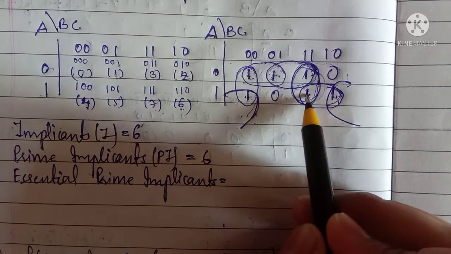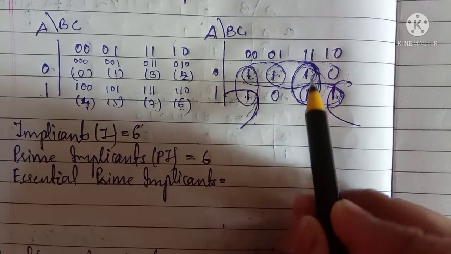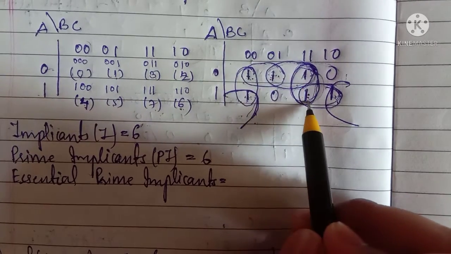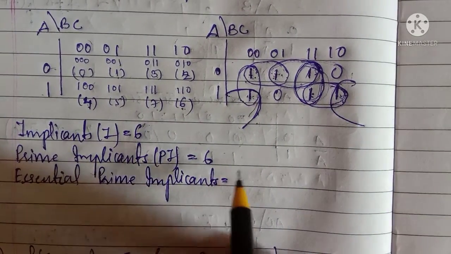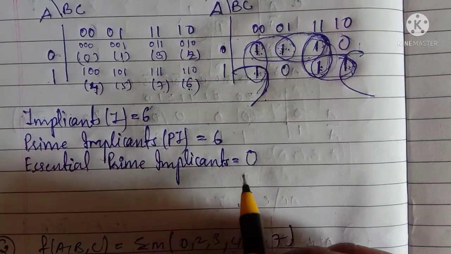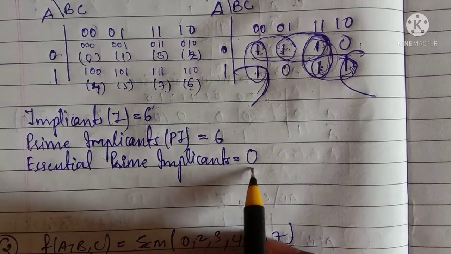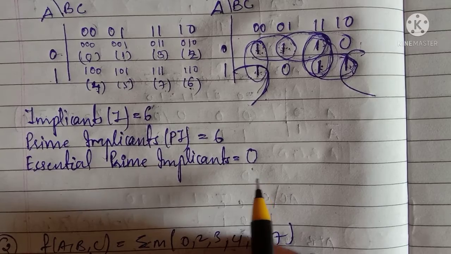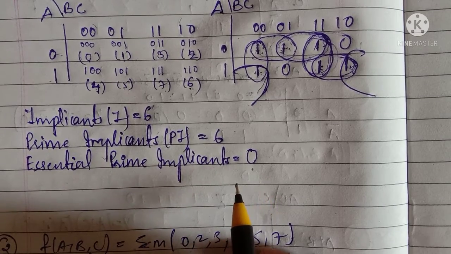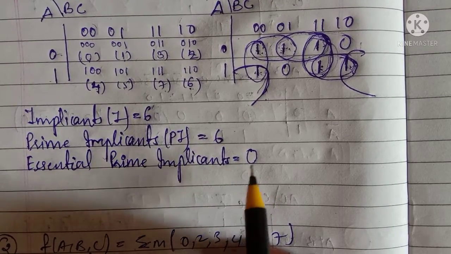and if this one wants to make a pair, he can make it with this, and this one can also make it with this. Okay, so basically in this case the final answer for essential prime implicants would be 0. Okay, we'll solve one or more questions. So basically we'll clear it out how the essential prime implicant comes in.